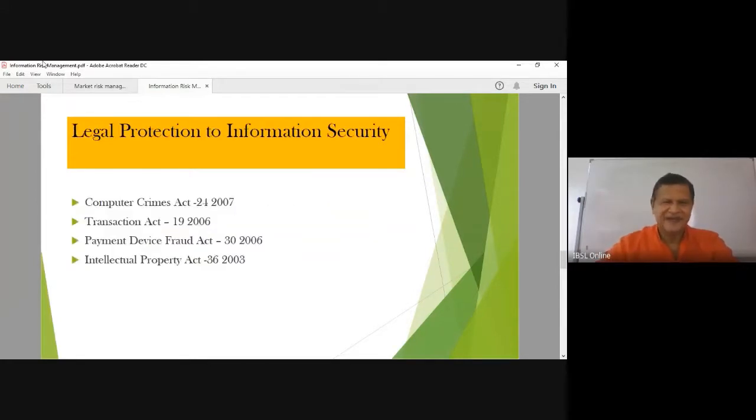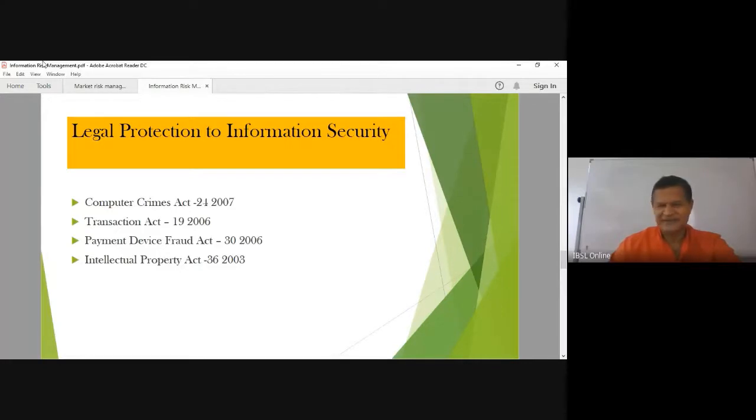Then we went to the legal side also. Earlier you needed to produce all hard copies in court cases. Now I think the legal fraternity accepts the importance of IT, and they also accept various information coming out of IT data, and as a result we have various acts which have been passed in parliament called the Computer Crimes Act, Transaction Act, the Payment Device Fraud Act, and Intellectual Property Act.